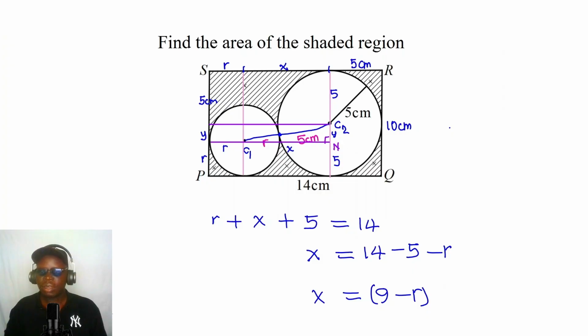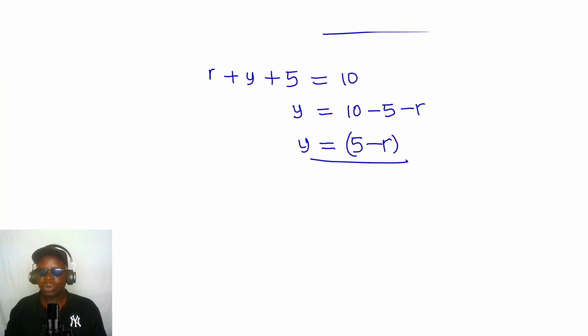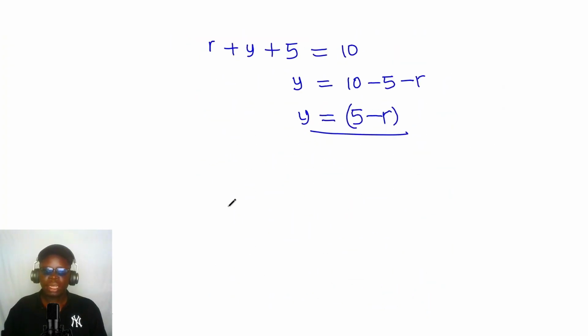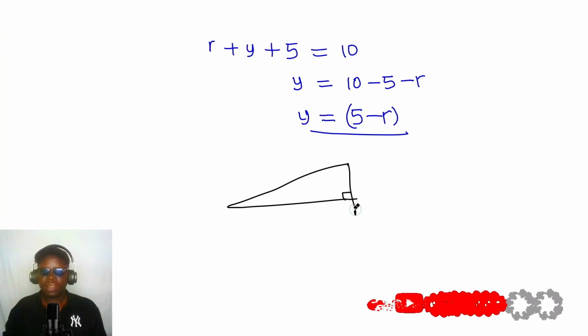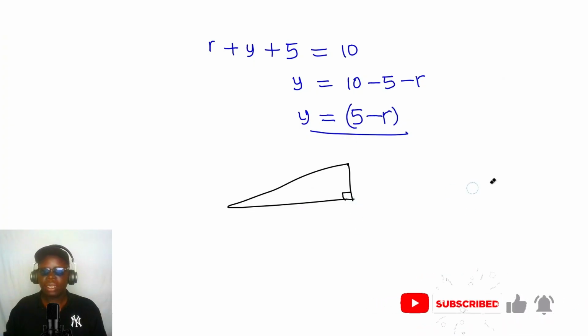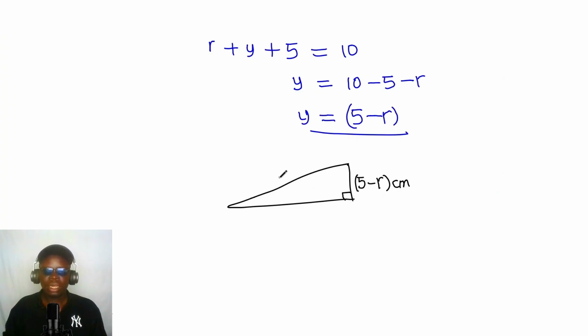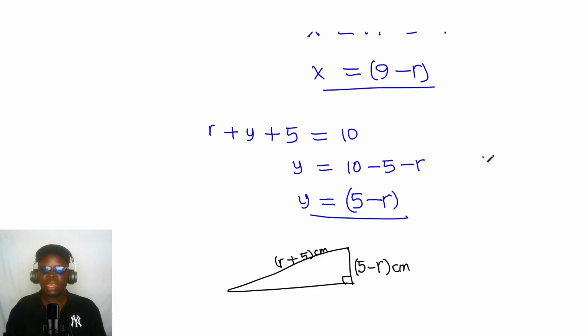Let's make that and we use Pythagoras theorem to work out. We'll have some sketch here, just roughly, when we have that as our right angle triangle, and maybe remove this extra unnecessary part. Then we put our Y as 5 minus R. Remember, they're all in centimeters. Then this one is R plus 5 centimeters as the hypotenuse, and the base X is 9 minus R.